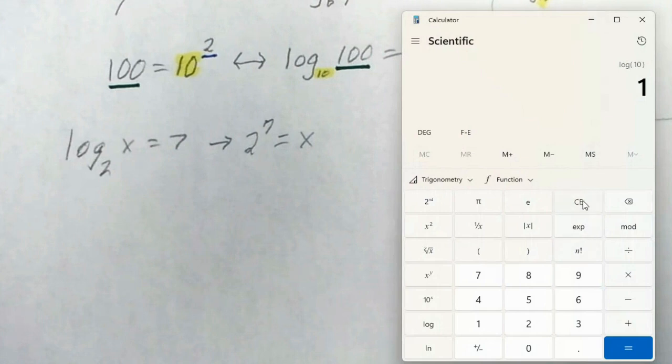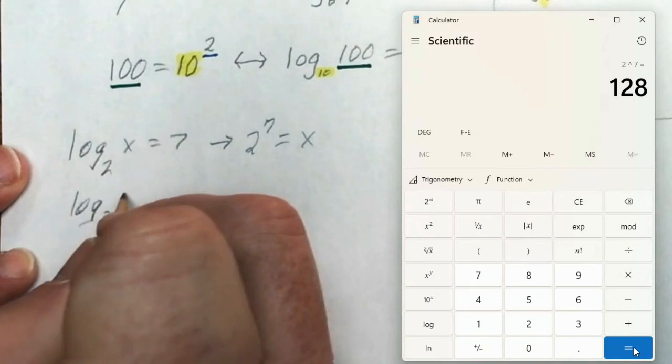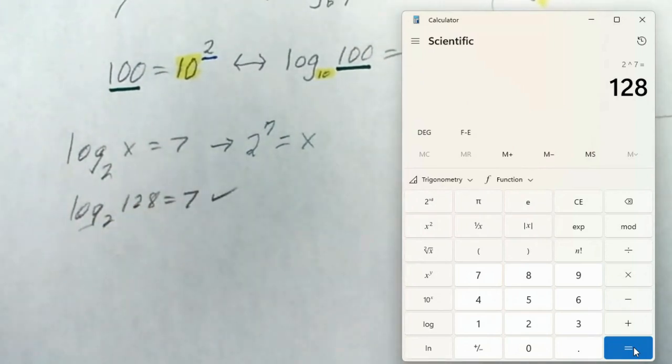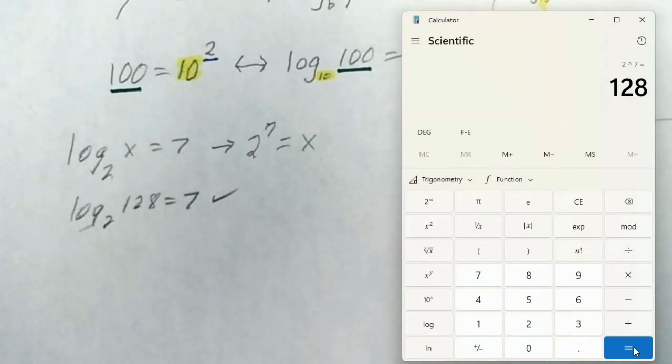I can just take 2 to the power of 7. Oh, the answer is 128. So this is log 2 128 equals 7. Got it. Easier to solve when I rewrite it as an exponent, because this I understand. 2 to the 7th power. Oh, that's 2 times 2 times 2 times 2 times 2 times 2 times 2. That's 128.